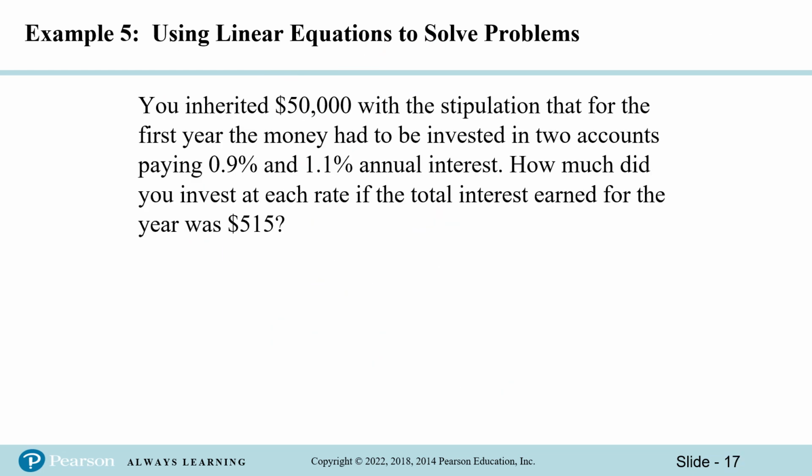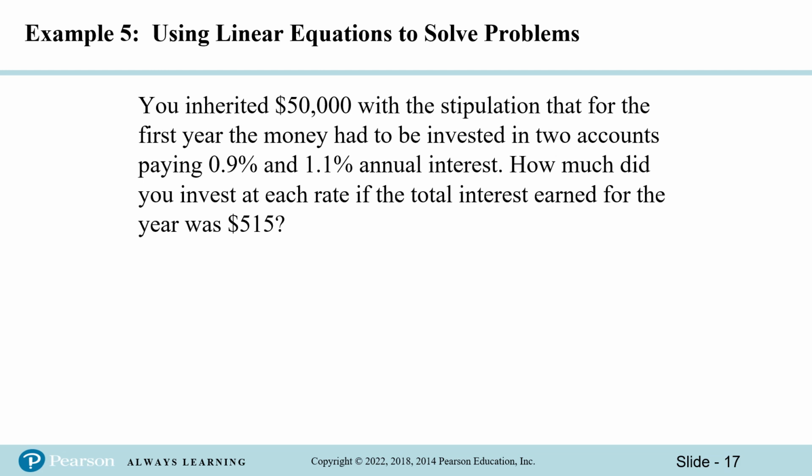Okay, let's see. You inherit $50,000. This is a very common word problem. You inherited $50,000 with the stipulation that for the first year the money had to be invested in 2 accounts, one paying 0.9% and the other paying 1.1%. How much did you invest in each account if the total interest earned for the year was $515? Very, very common word problem that you're going to see in algebra.